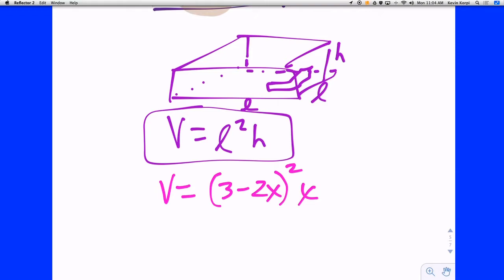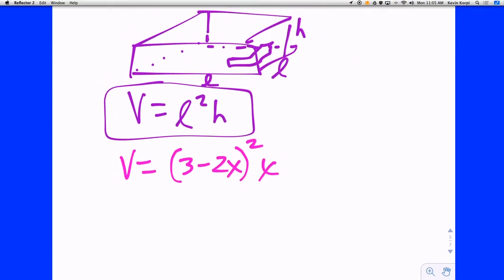So there you go. If you think about it that way, X is the amount you're cutting out from each corner, you can almost go straight to your primary equation, which is in terms of a single variable, and it already has the constraint built in. That's the 3 minus 2X. All right, so there's your primary equation. Constraints already taken into consideration.